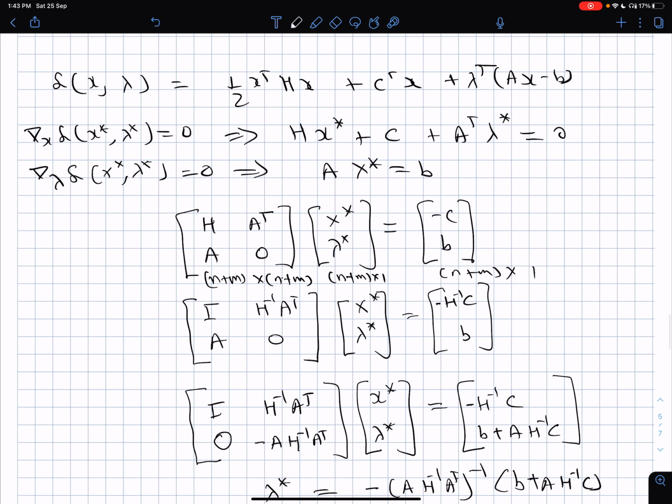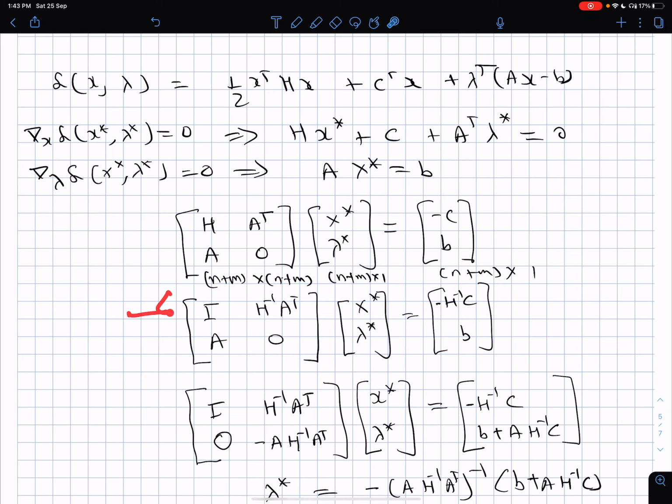Now because H is a positive definite matrix, I can multiply this first row by H inverse. So I will get identity. I am going to solve this set of equations. That's what I am trying to do. So I multiply the first row by H inverse. So I get identity, H inverse A transpose, and this minus c will be replaced by minus of H inverse times c.